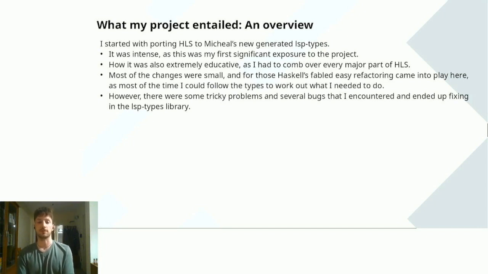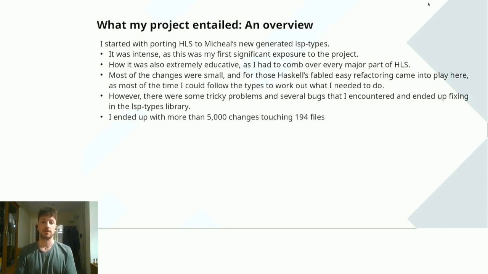So this was my first part of the project. It was intense, but it was also educative, as I had to go over every part of HLS. Many of the changes were small, and for those, Haskell's easy refactoring really came into play, as most of the time I could follow the types and see where that led. There were a few tricky problems. There were some bugs in the LSP types package because HLS was the first user of the new version, and those bugs I had to fix. But in the end, I made about 5,000 changes, and it touched around 194 files.